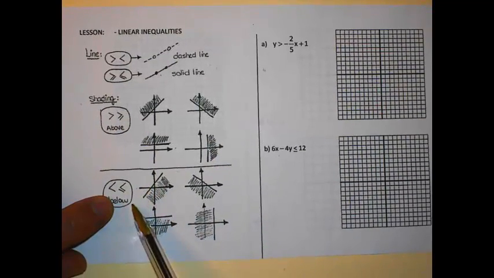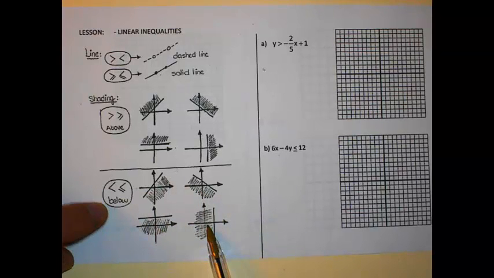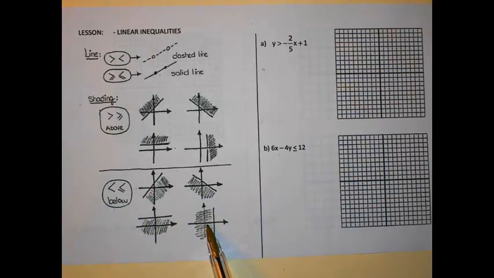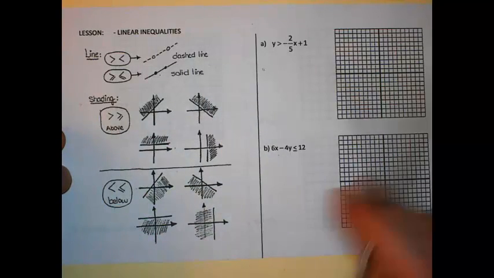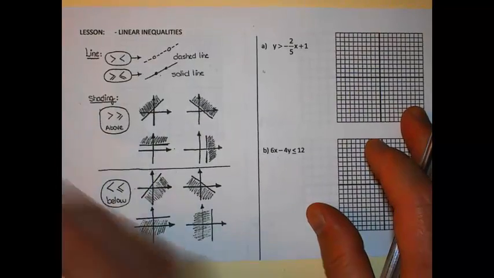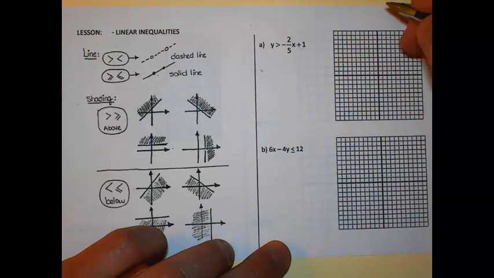And here the same thing I did for less than or equal to, which means below the line, and these are the locations where below the line would be on different types of lines. Okay? Now that we have a general idea of these symbols, let's go ahead and tackle some inequality problems right now, or linear inequalities.